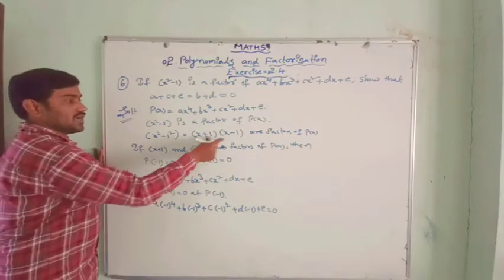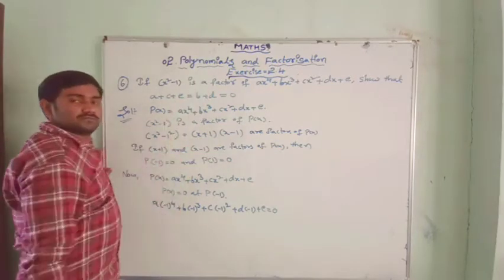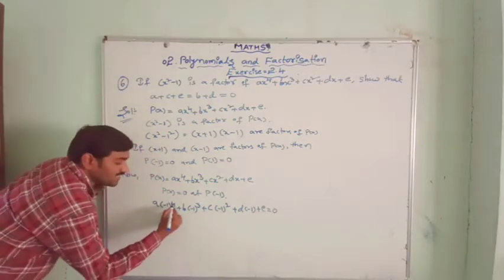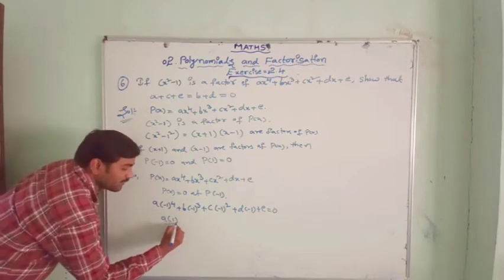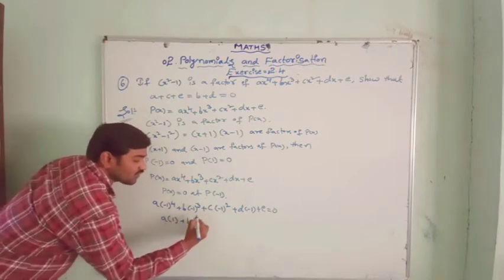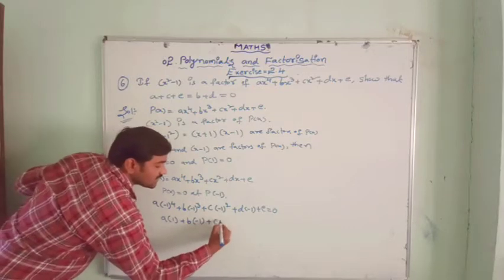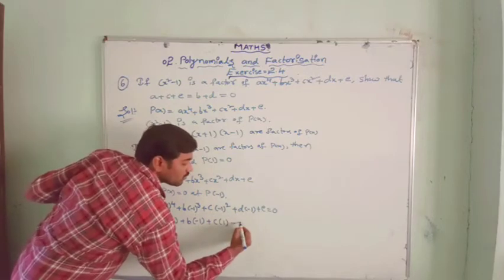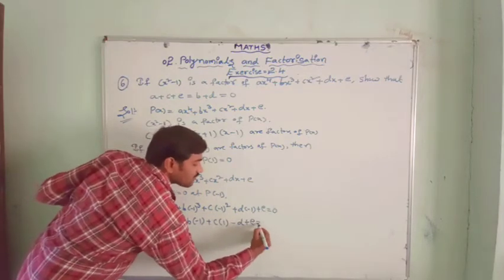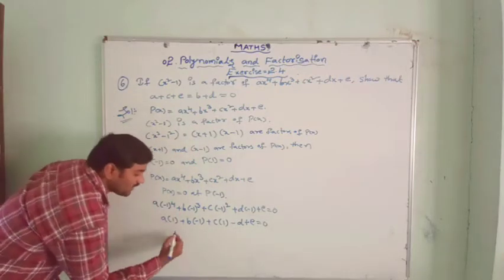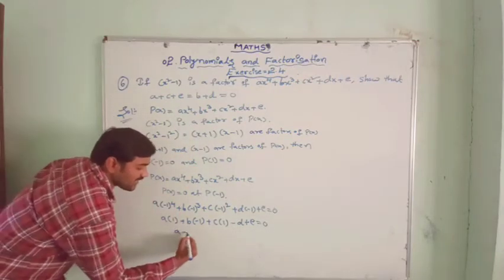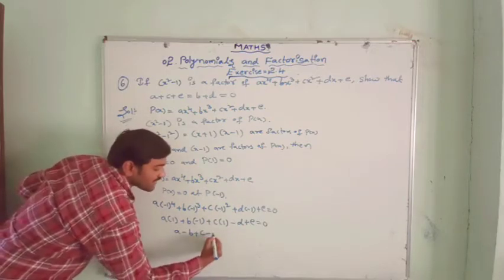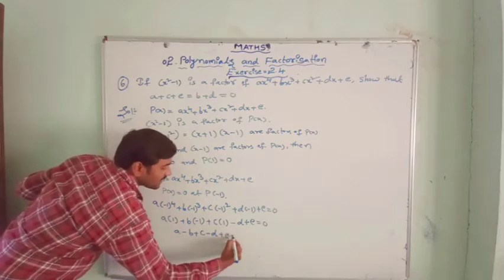So these two are the factors. Already x plus 1 and x minus 1 are the factors. Then here it will be equal to 0. Let us solve it. Here a into minus 1 whole to the power of 4 is only 1, plus b into minus 1 whole to the power of 3 is minus 1, plus c into minus 1 whole square is nothing but 1, plus into minus is minus, d into 1 is d, minus d plus e equal to 0. Let us see, a into 1 is a, plus into minus is minus b, plus c into 1 is c, minus d plus e equal to 0.